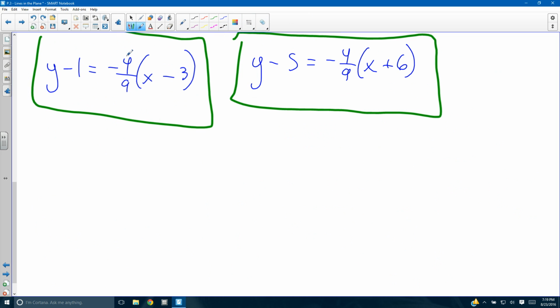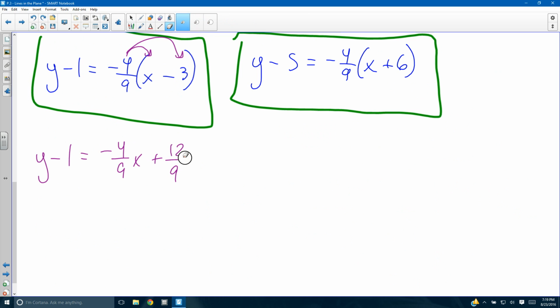So distribute the negative 4/9 into the x and the negative 3. I'm going to have y minus 1 equals negative 4/9 x. Negative 4 times negative 3 is positive 12. So we're going to get 12 over 9. 12 over 9 reduces to 4 over 3. So plus 4 over 3.